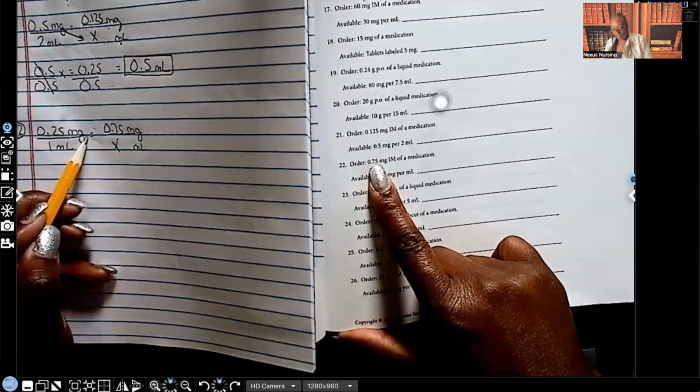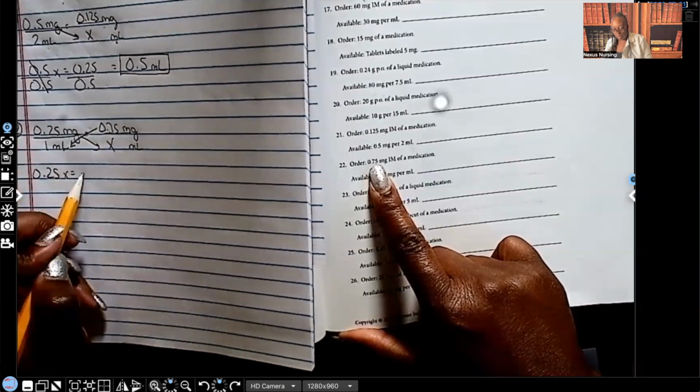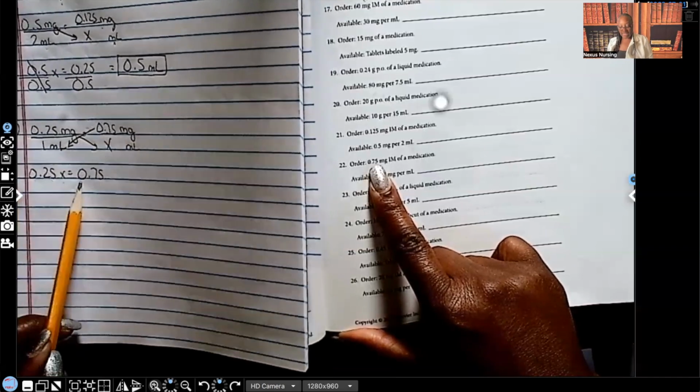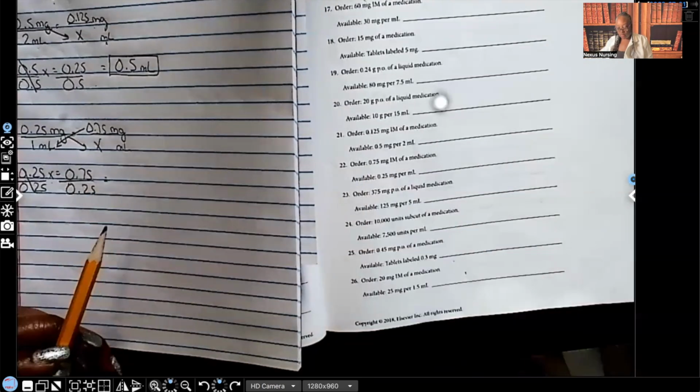Cross multiply. 0.25X is equal to, now cross multiply, 0.75 times 1, which is 0.75. Now I have 0.25X equals 0.75. I have to get X by itself, so I'm going to divide 0.25 by both sides.